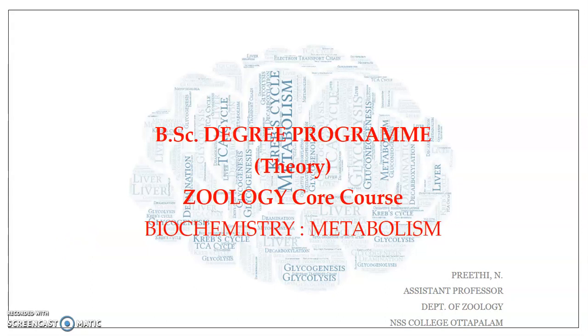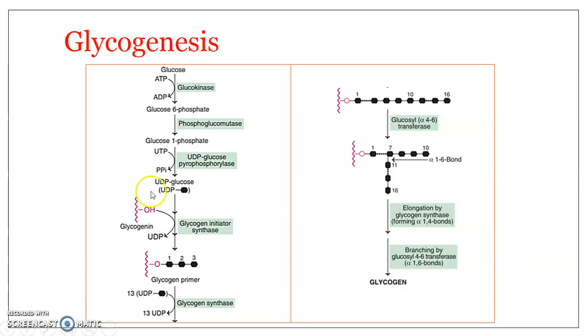Hello everyone, welcome back. In this presentation we will continue with the discussion on glycogenesis. In the previous presentation we already saw that glucose is the monomeric unit used for the synthesis of glycogen in the process of glycogenesis. Glucose gets activated by phosphorylation to form glucose 1 phosphate through glucose 6 phosphate.